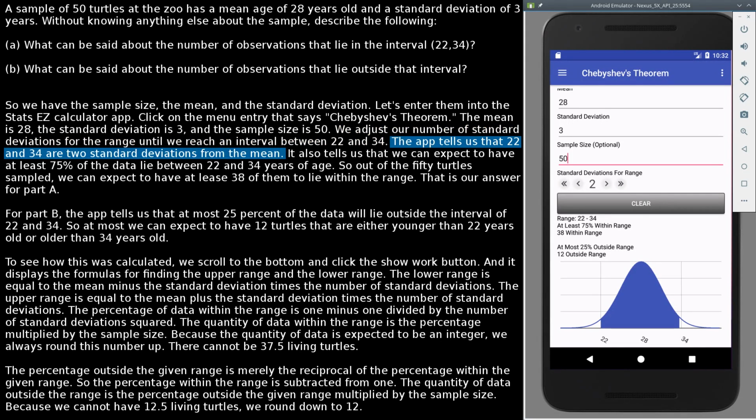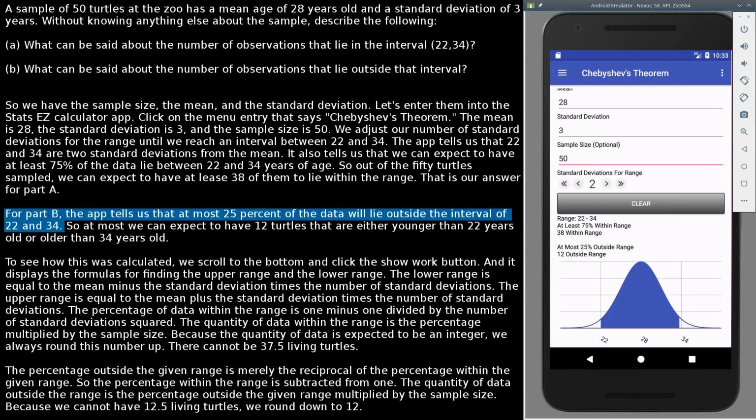The app tells us that 22 and 34 are 2 standard deviations from the mean. It also tells us that we can expect to have at least 75% of the data lie between 22 and 34 years of age. So out of the 50 turtles sampled, we can expect to have at least 38 of them to lie within the range. That is our answer for Part A.